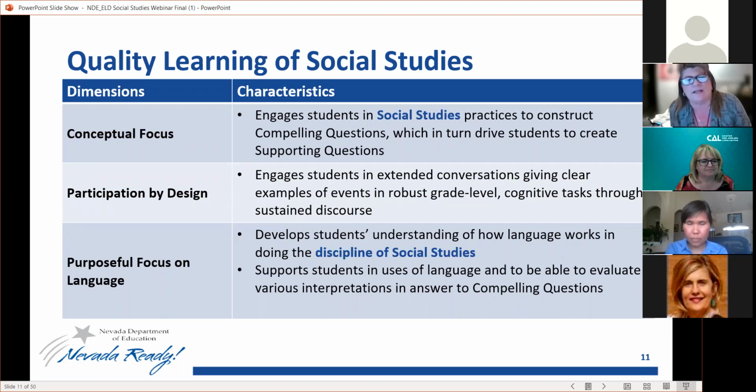Participation by design. This is your purposeful planning to engage your students. It gives you robust and maybe even emotion-evoking situations and cognitive tasks that are going to make them think. It's going to get their juices flowing and spark those discussions that you want to have with them. And then the purposeful focus on language.